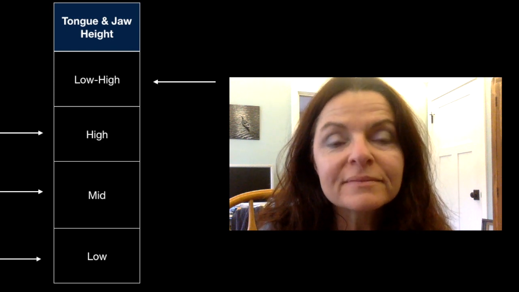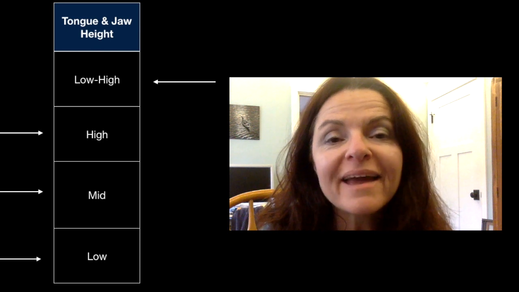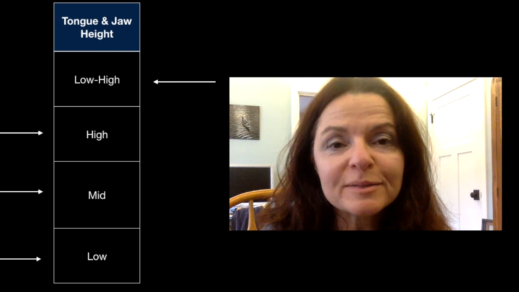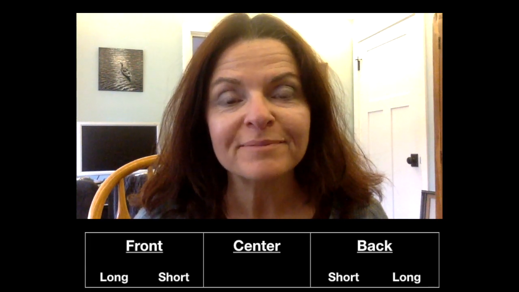I. Low to high starts low, ah, and ends high, E, I. The top row says front, center, and back. A front vowel is where the tip of the tongue is higher than the rest of the tongue.